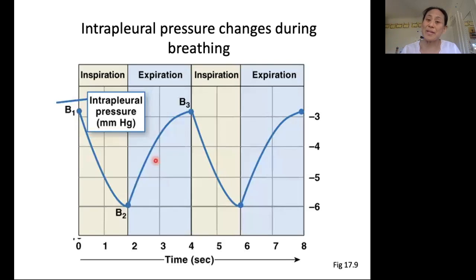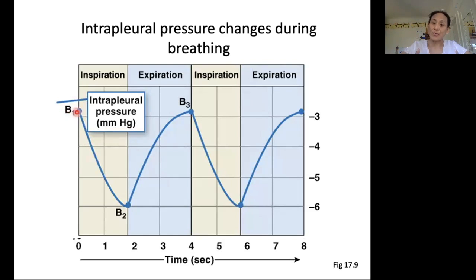Okay, so this is what intrapleural pressure looks like as we breathe. And I will explain to you. Hopefully you figured it out, but I'll walk you through it. Okay, so we're going to start here. This is the beginning of an inspiration. Okay, as we breathe in, remember that the way we do that is we expand our rib cage.